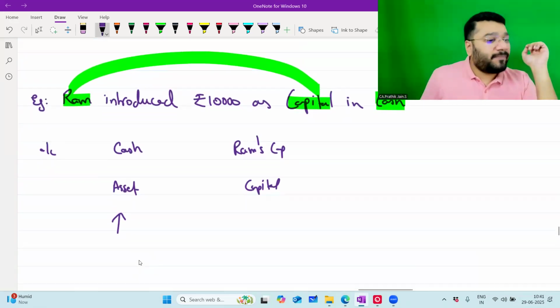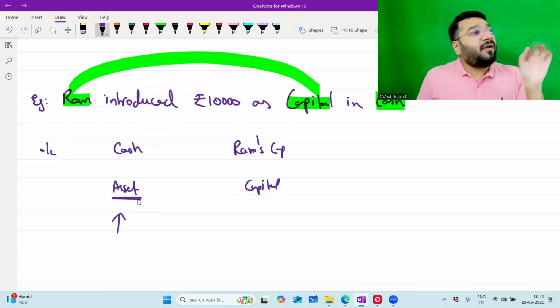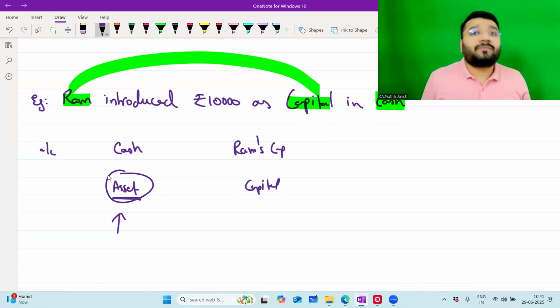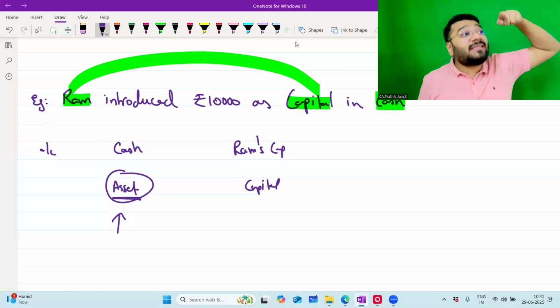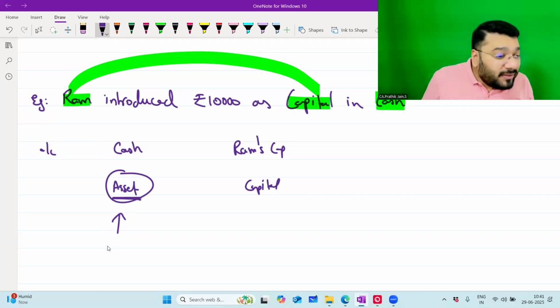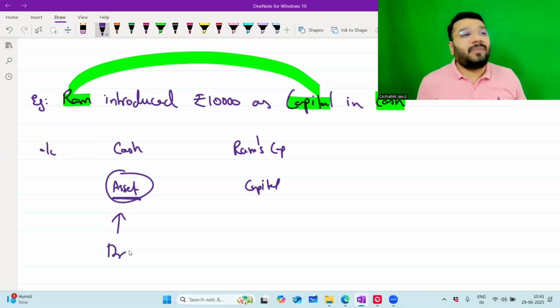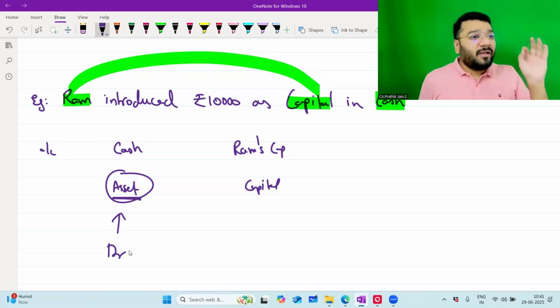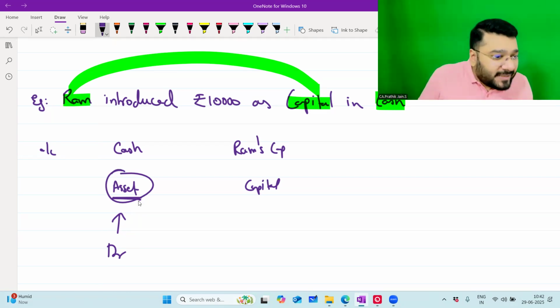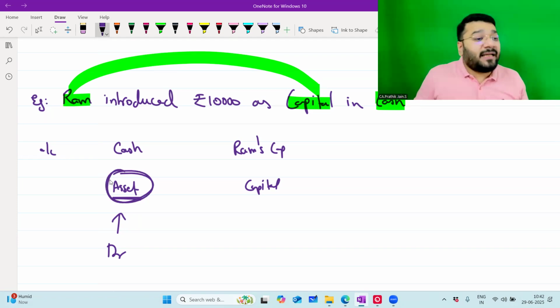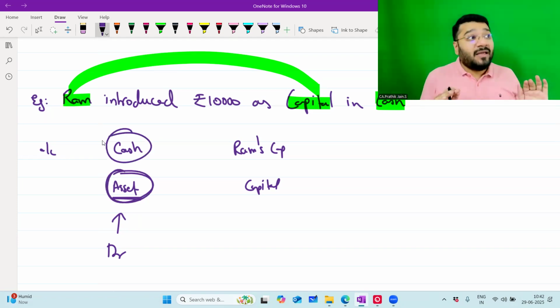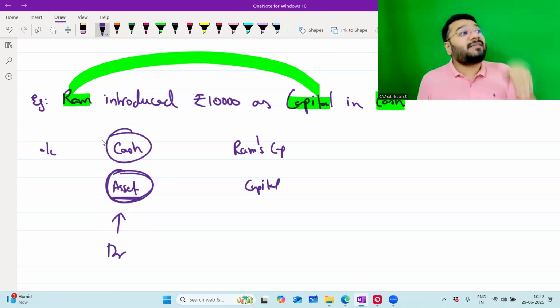Modern rule says that whenever you come across an asset account, and if the asset balance is increasing, you have to give a debit. What are you supposed to do? Debit. You have classified something as an asset. Once you classify something as an asset, check whether this asset account's balance, cash balance, bank balance, is increasing or decreasing. Increasing means debit.